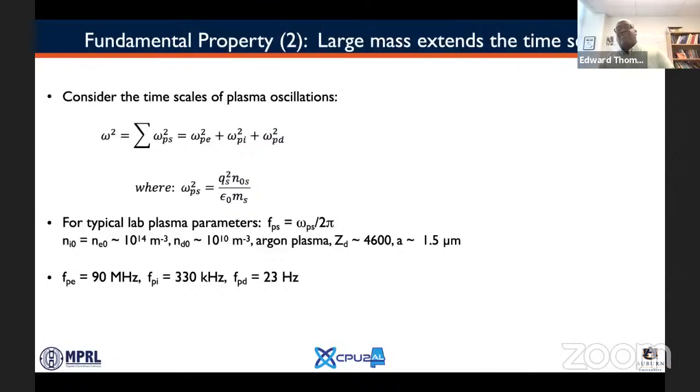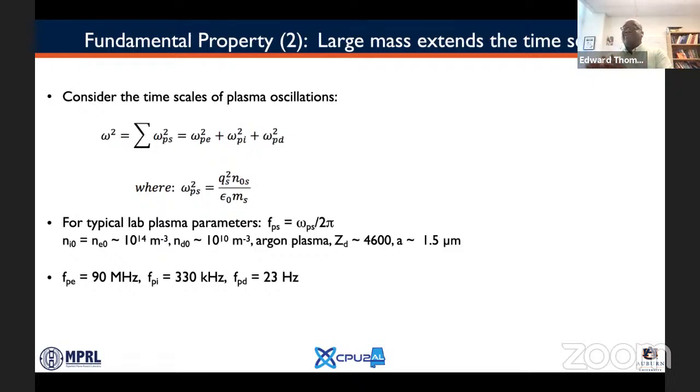The second fundamental property of a dusty plasma is the fact that the dust grain mass is large. If I am considering the properties of a typical dusty plasma, the electrons are very, very light. Their mass is something like 10 to the minus 31 kilograms. I consider the ions in the plasma. Their mass is going to be something like 10 to the minus 26, 10 to the minus 27 kilograms. That's something like 2,000 to 10,000 times more massive than the electrons, but still quite small. The mass of a dust grain is something like 10 to the minus 14, 10 to the minus 15 kilograms, which again, compared to my mass, which is probably closer to about 100 kilograms, is still really tiny.